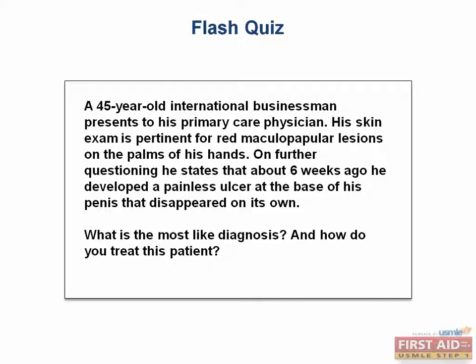Flash quiz. A 45-year-old international businessman presents to his primary care physician. His skin exam is pertinent for red maculopapular lesions on the palms of his hands. On further questioning, he states that about 6 weeks ago he developed a painless ulcer at the base of his penis that disappeared on its own. What is the most likely diagnosis? And how do you treat this patient?